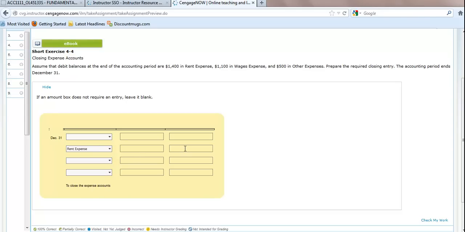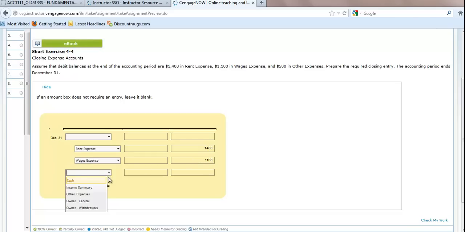We're going to credit rent expense, and rent expense has $1,400. And then we're going to credit wages expense, and wages expense has $1,100. And then we're going to credit other expenses in the amount of $500. So the total of all of this is going to go to our other new temporary account, income summary.